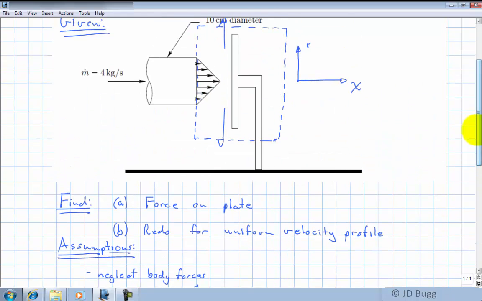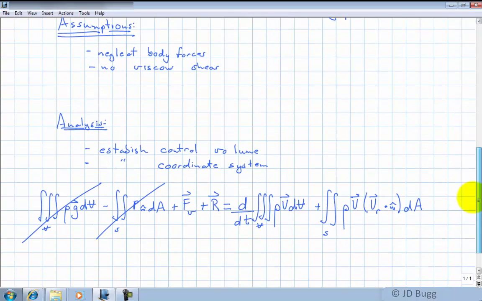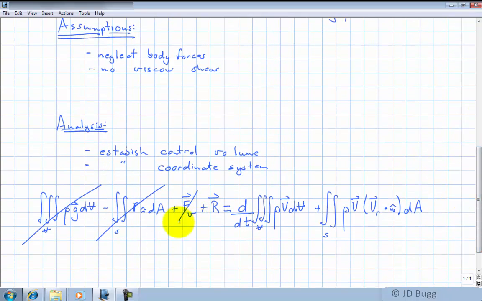Notice it doesn't matter whether there's viscous shear on the surface of this plate. So as the fluid hits this and starts traveling in that direction, in this direction, there could well be shear on that plate, but that doesn't matter because that's inside the control volume. It's not on the control surface. And that's part of the magic of control volume analysis. You don't have to worry about what's going on inside. You just have to worry about what's happening on the surface. So this viscous force is gone.